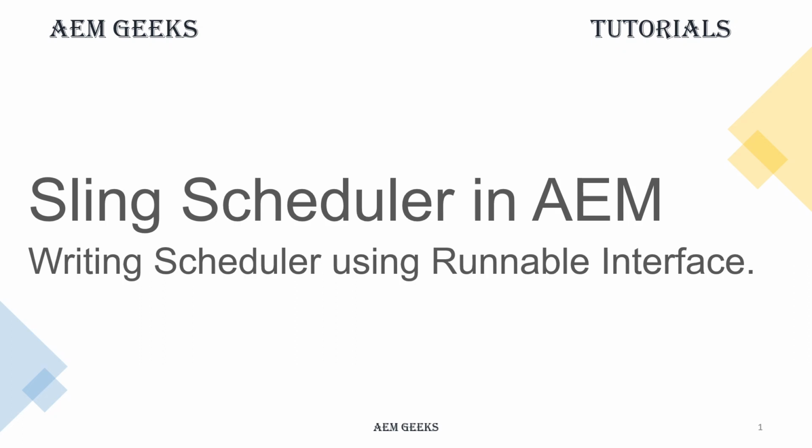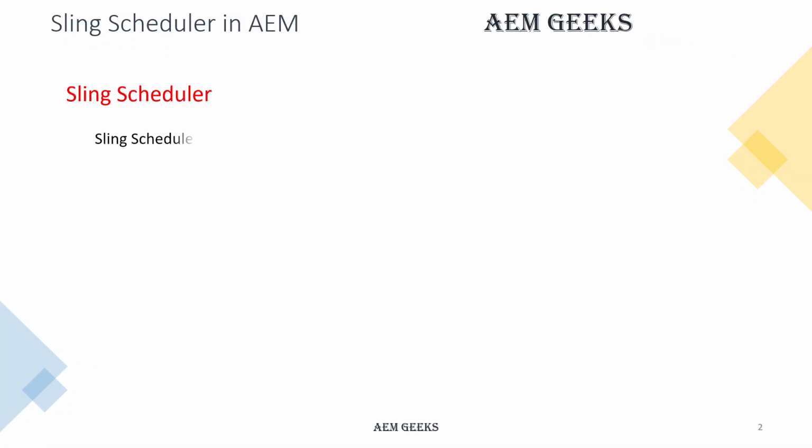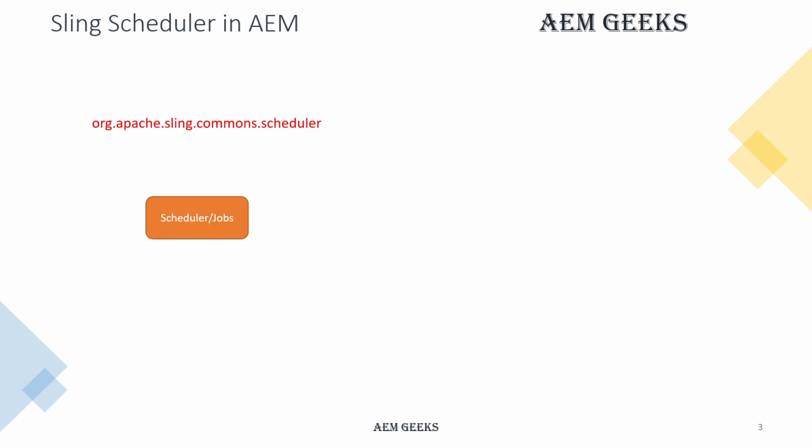Hi, in this tutorial I'll talk about scheduler in AEM, how you can write a scheduler in AEM using the Sling Commons Scheduler API. I'll talk about the scheduler API, I'll show you how you can write a scheduler, and then we'll have a proper demo. So basically this is the API org.apache.sling.commons.scheduler.